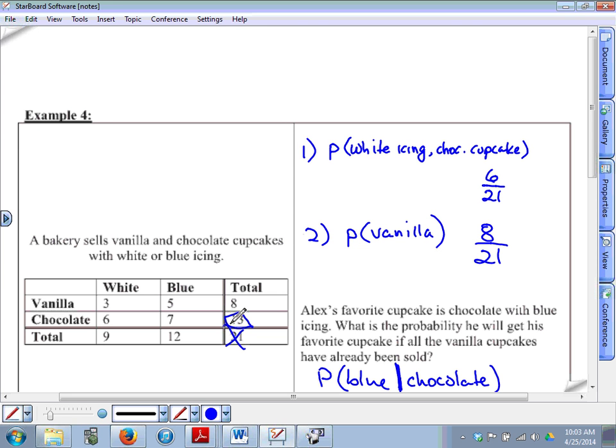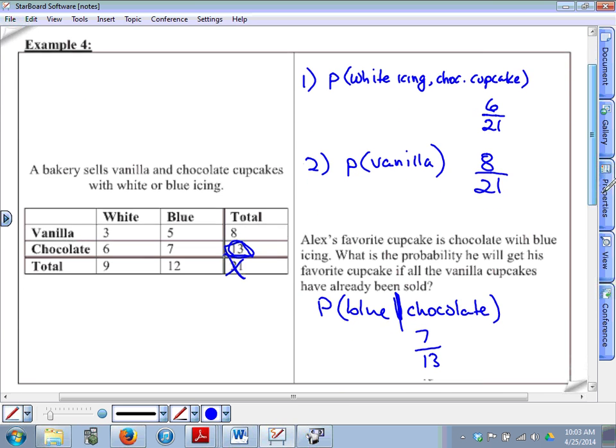Now I need you guys to stop writing for just a second and listen, because this will be the case most of the time. A condition shrinks the size of your sample space. Did you hear that? The condition determines the size of your sample space. Instead of using 21, we use the given condition sample space of 13. And then you just figure out the probability like normal. It'd be 7 out of 13.